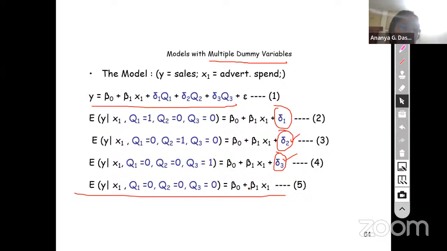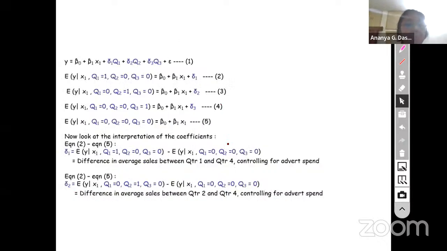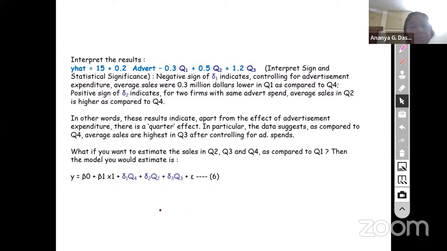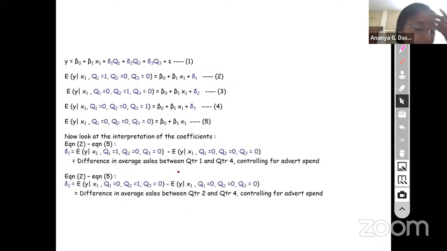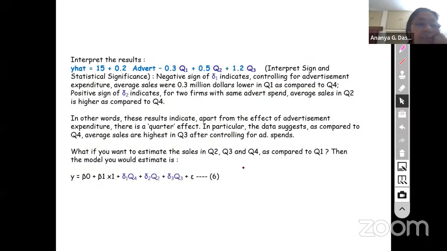Okay, so the coefficient of the dummy is always giving me the difference in the average of the dummy group with the base group. Okay, so if you want to change the base group, then what do you do? Here I just explain the same thing, so nothing much to do over there. But if you want to make quarter 1 your base group, then you simply estimate this model.